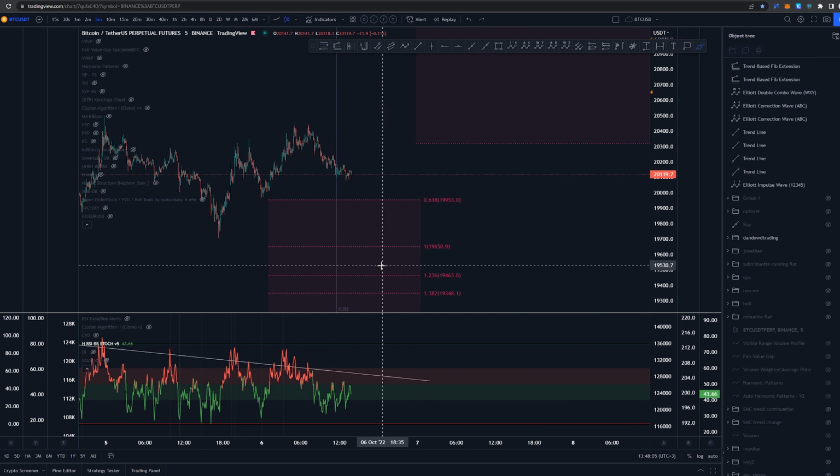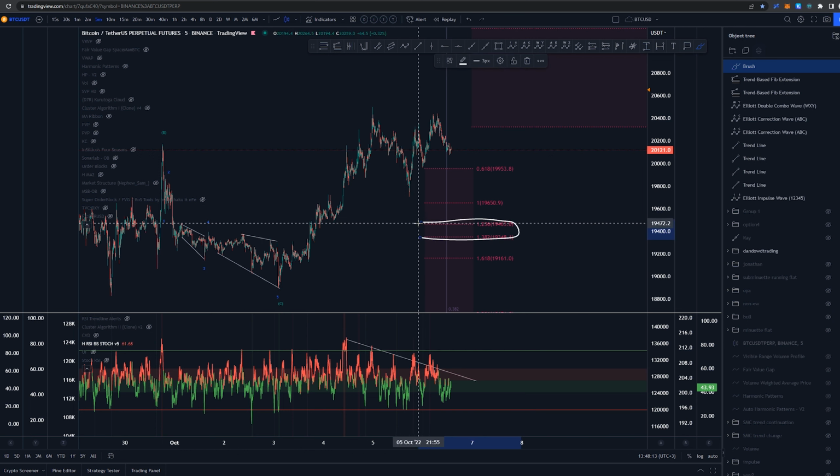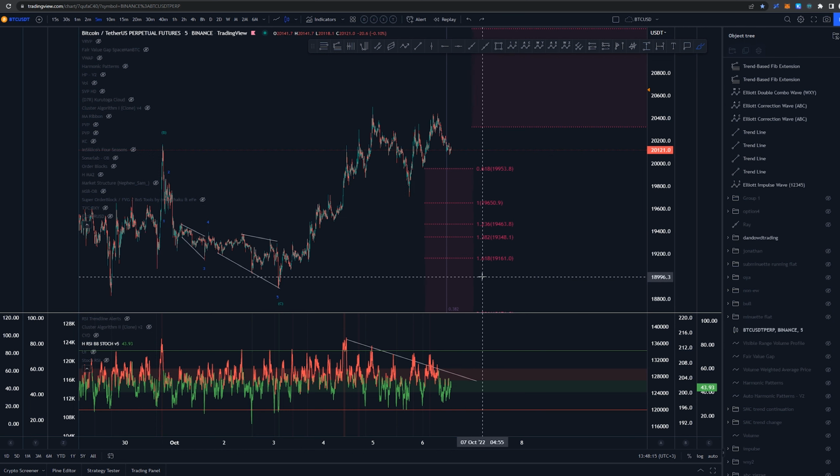1-to-1 would be around 1950, and anywhere around here would be fine as well. If we are going to go past these, then it does not really fit anymore into the idea of being a flat, because again, those extension levels just don't fit too well. At that point, you would want to be looking into something else as well again.